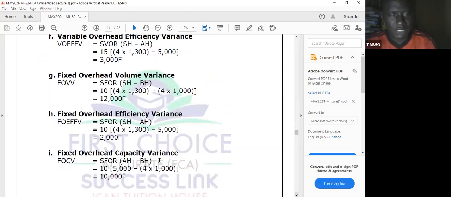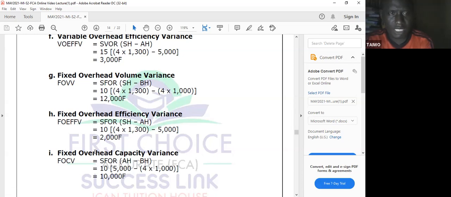Fixed overhead efficiency now will be standard hour, which is 4 hours per one times 1,300 actual productions. Then you compare with the actual hours, which they give you in the question, which is 5,000. So 4 times 1,300, which is 5,200, minus 5,000, which is 200. Then 200 times 10 is 2,000 favorable. It is favorable in the sense that what you set to use in standard hours is more than what you actually used in actual hours. That's why we have 5,200, which is more than 5,000. So the variance is favorable.